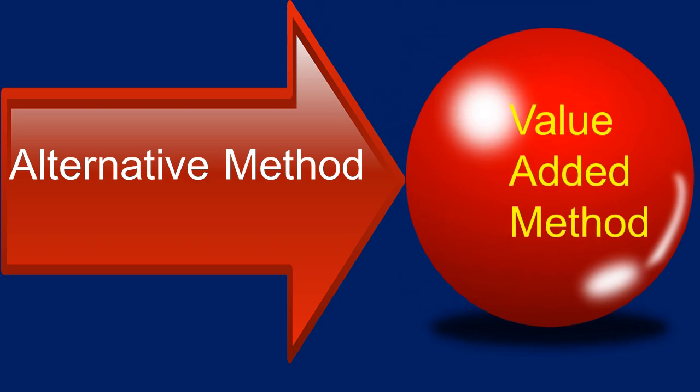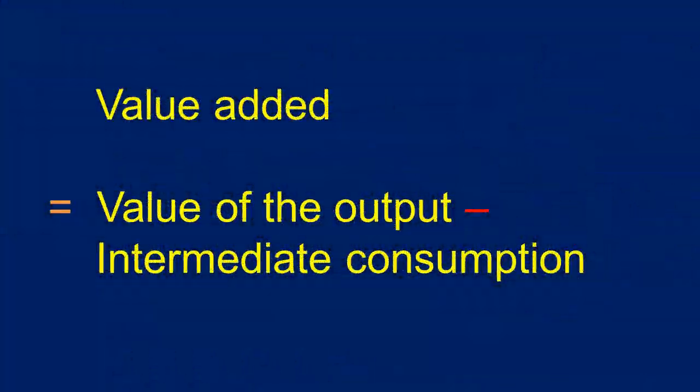So here let us see the alternative method for this one, which we call the value added method. So according to this method, value added is equal to value of the output minus intermediate consumption. Now let us see the example of that one.